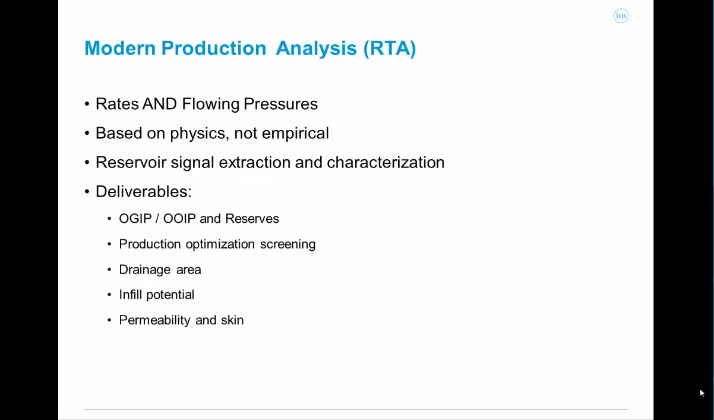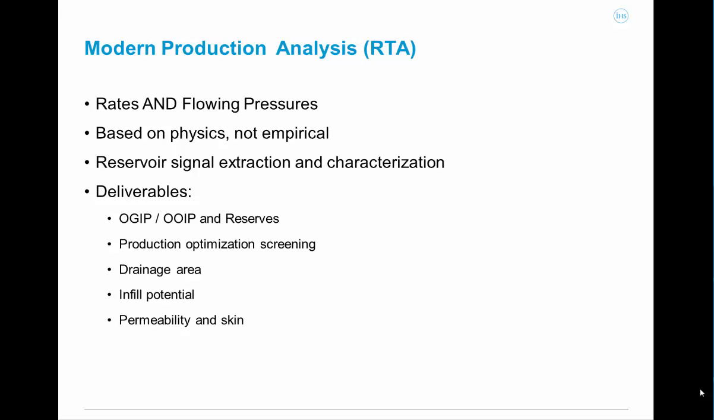Modern production analysis, or RTA in comparison, uses both rates and flowing pressures and is based on physics, not empirical methodology, and uses analytical models where we want to understand the fluid flow in a reservoir. And this is actually something pressure transient analysis has been doing for many years, and production analysis methods are based on these PTA techniques, just using them in a different way.